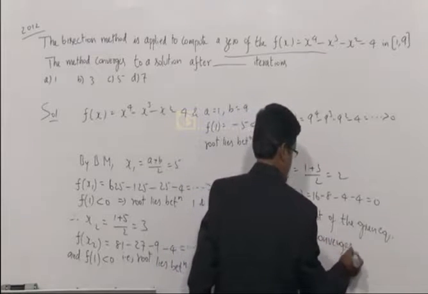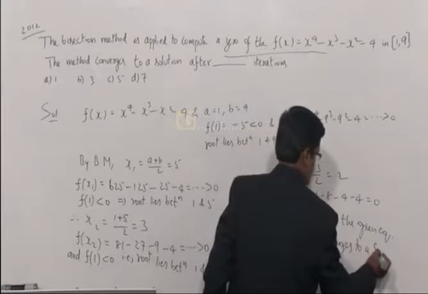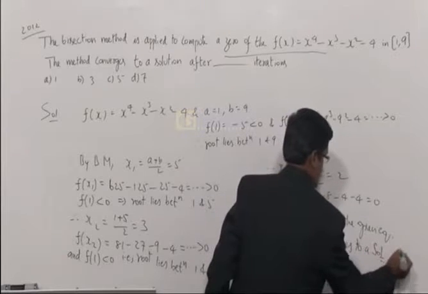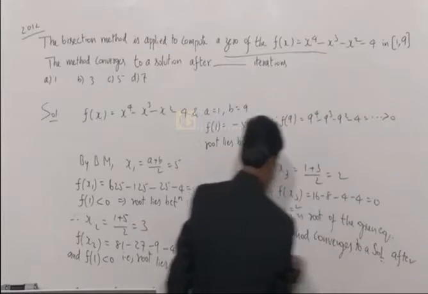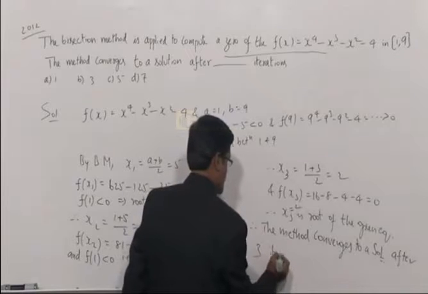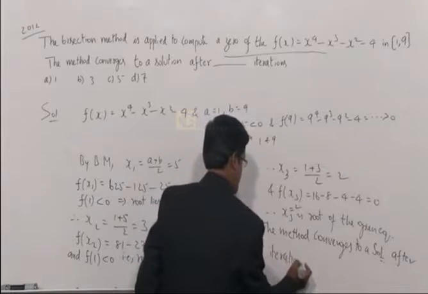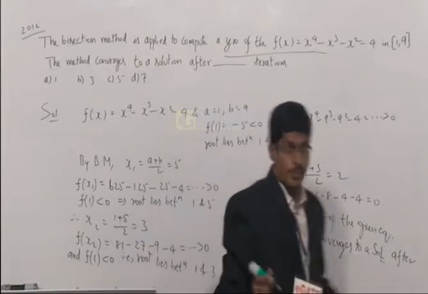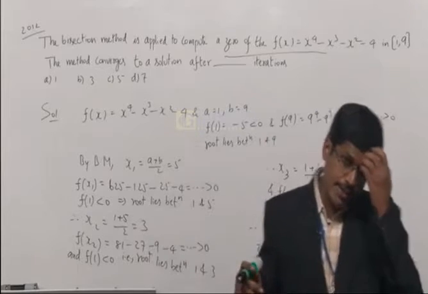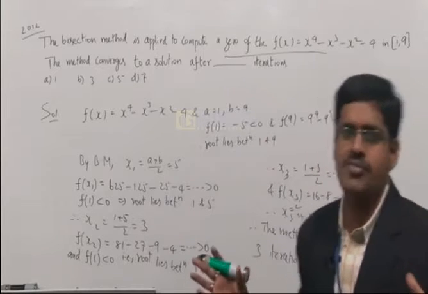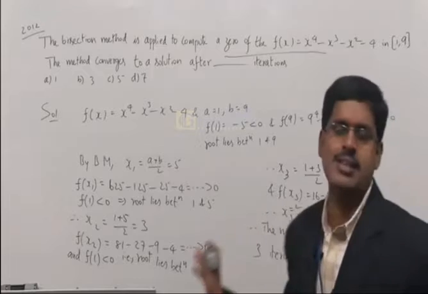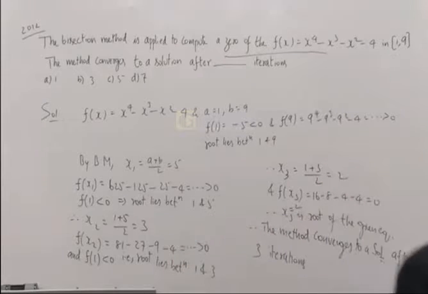The method converges to a solution after 3 iterations. So this is the first problem. I think I told you 95 to 99% of problems, the bisection method takes a lot of time. This is one of the problems that takes less time and fewer steps also.